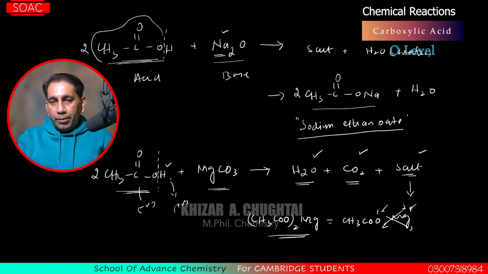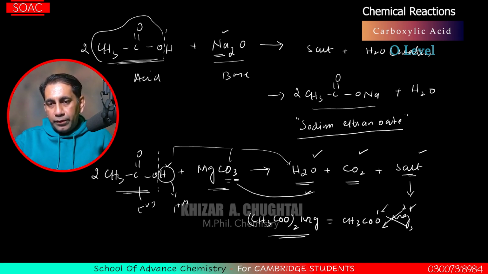So 2 hydrogens from here, 1 oxygen from here, they will make water. And CO2, the rest of the portion from here, CO3, that is called carbonate ion. From CO3, the remaining portion will be in the form of CO2. So 1 oxygen of water and CO2 is formed from CO3.